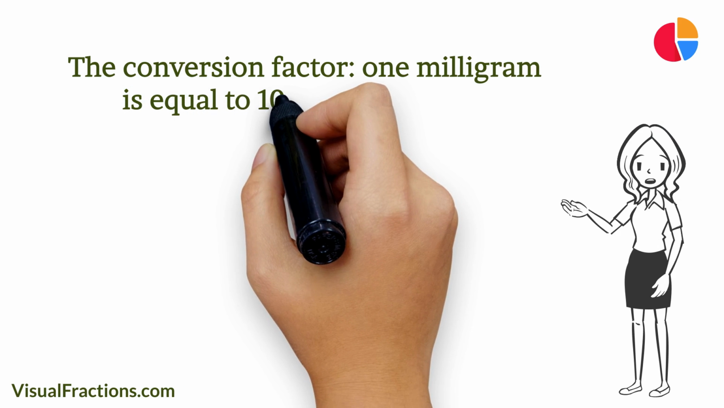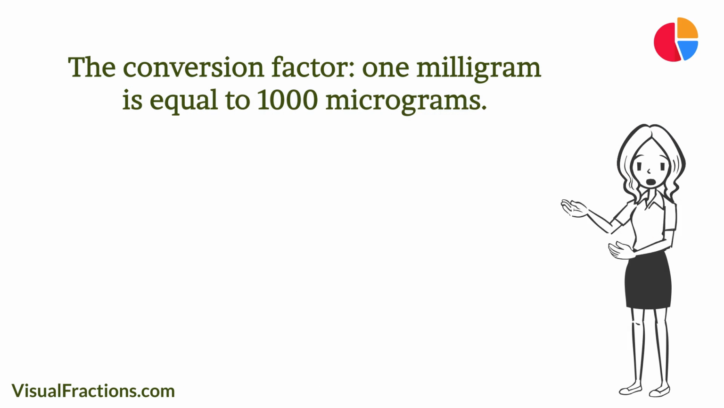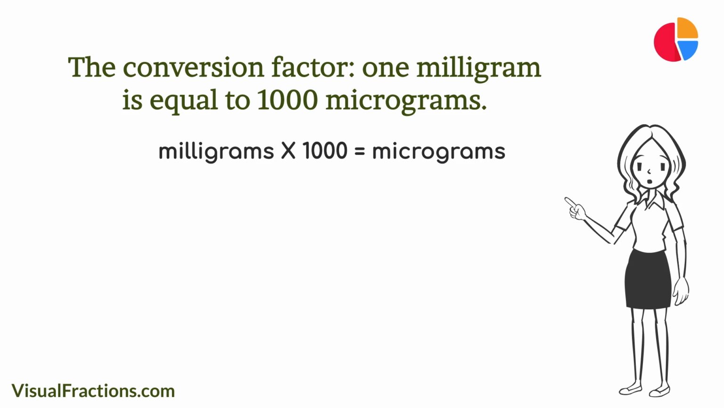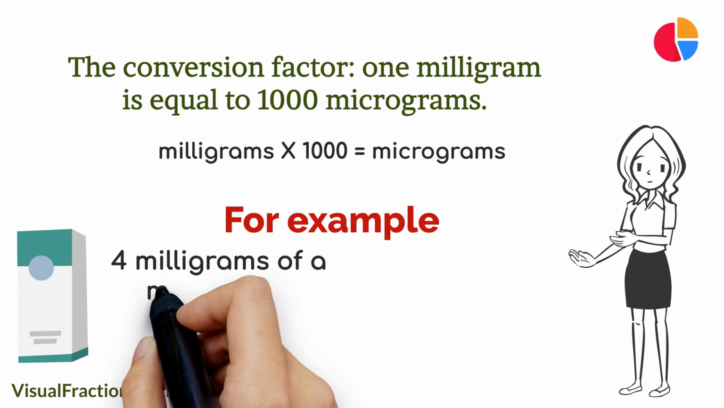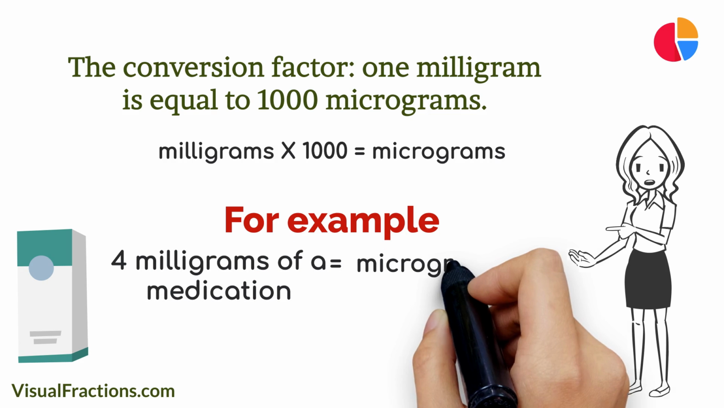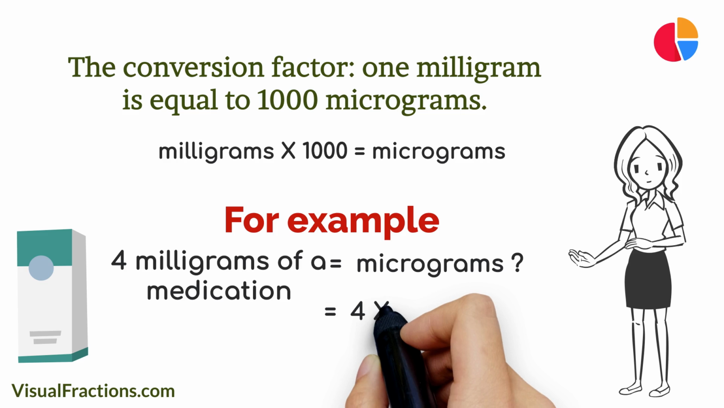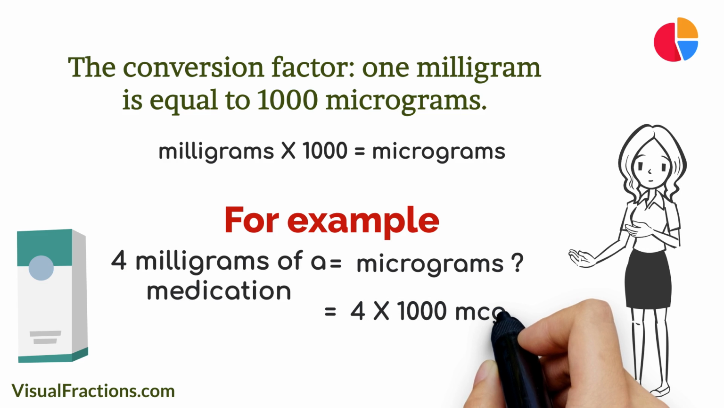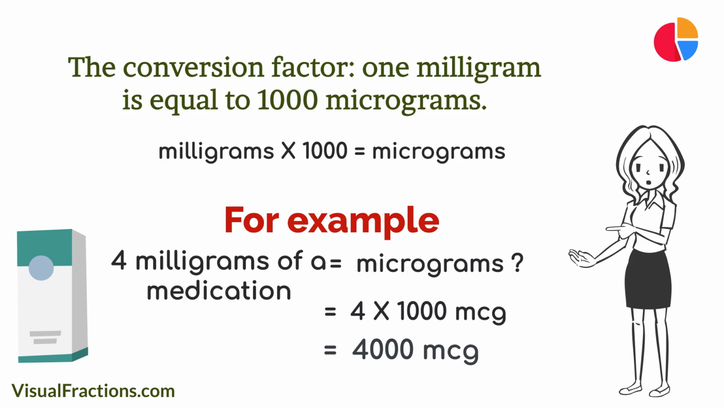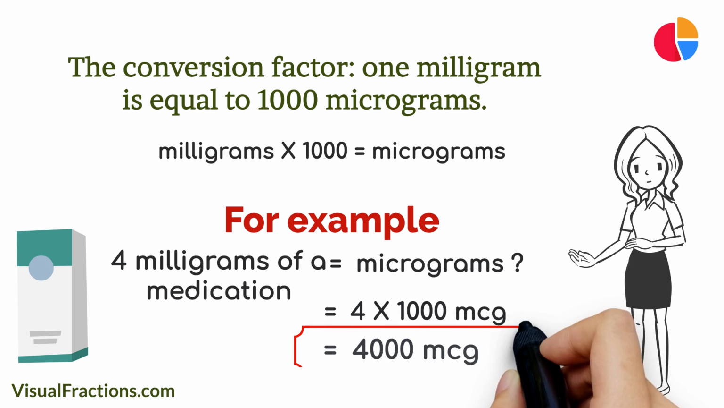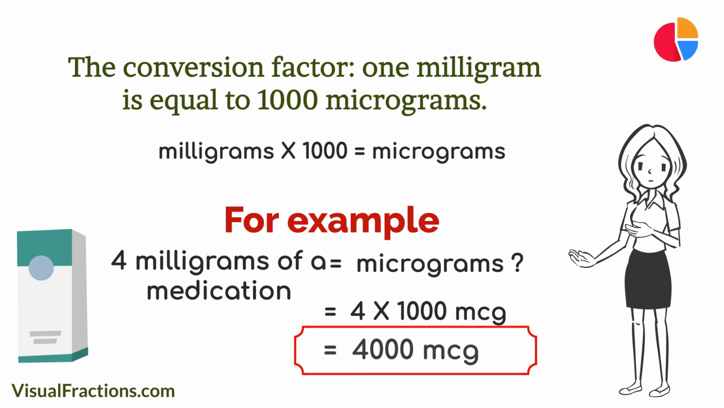1 milligram is equal to 1000 micrograms. To convert milligrams to micrograms, all you need to do is multiply the number of milligrams by 1000. Let's walk through an example. Say you have 4 milligrams of a medication that you need to convert to micrograms. We start by multiplying 4 by 1000. This gives us 4000 micrograms, and that's it, we're done. 4 milligrams is equal to 4000 micrograms.